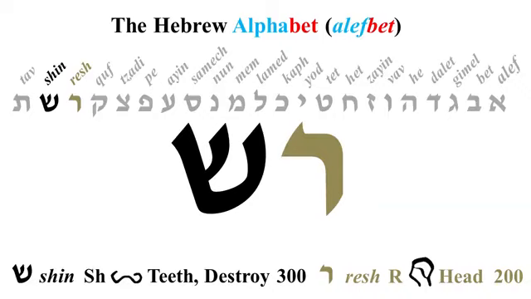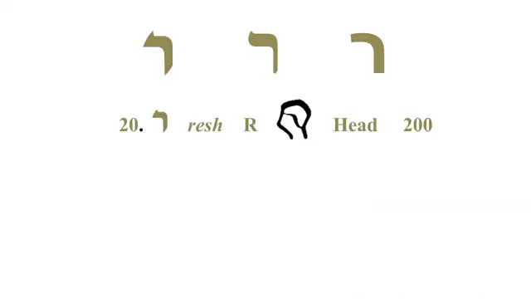And today we're going to cover the 20th letter of the Hebrew alphabet, the letter resh. It's the R sound. Its ancient picture is a head. And the Hebrew word for head is rosh. So you can see how they are related. It has a gematria value of 200.